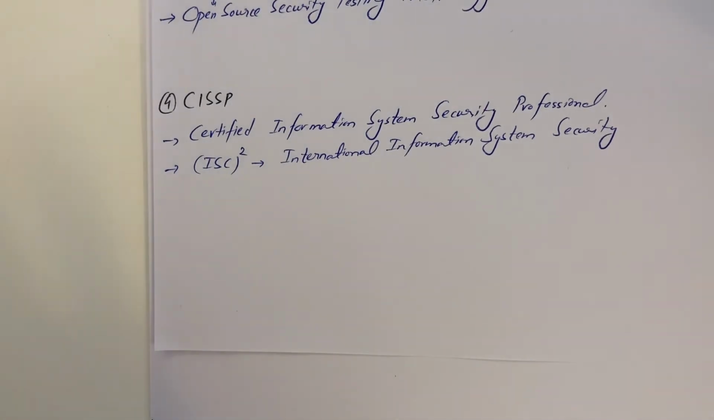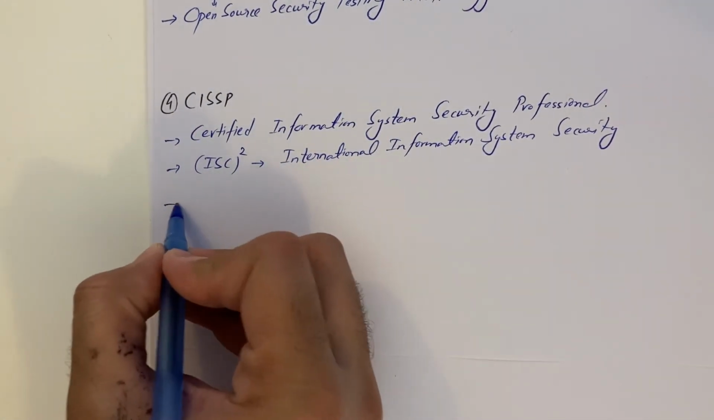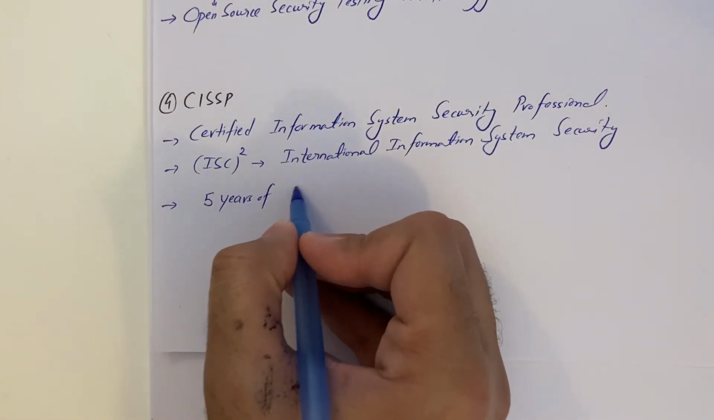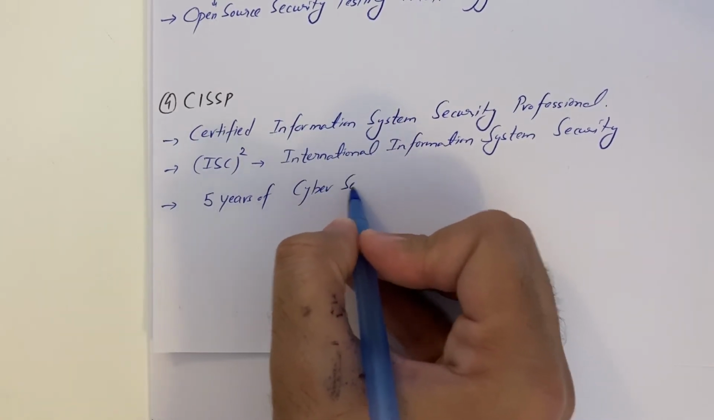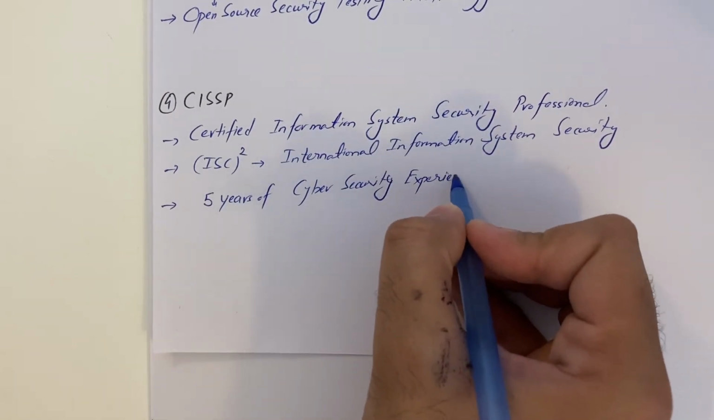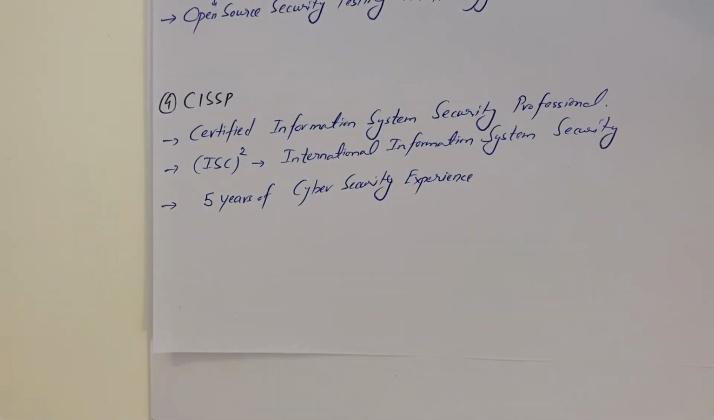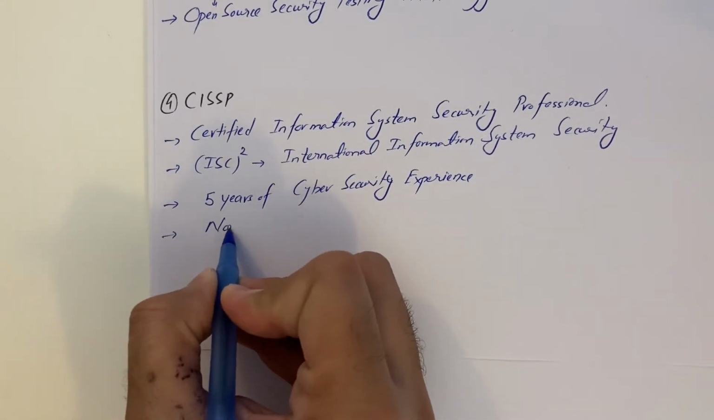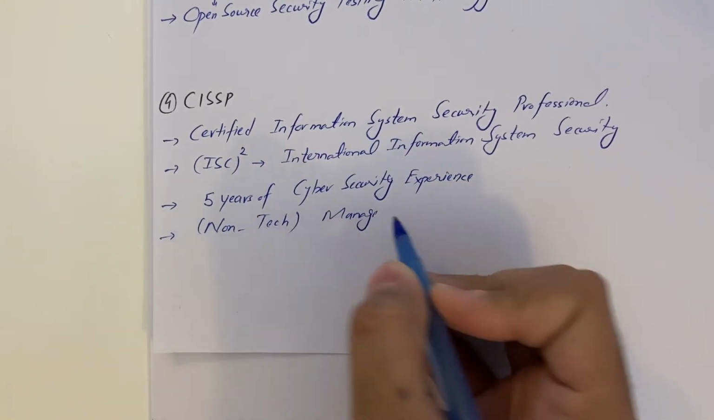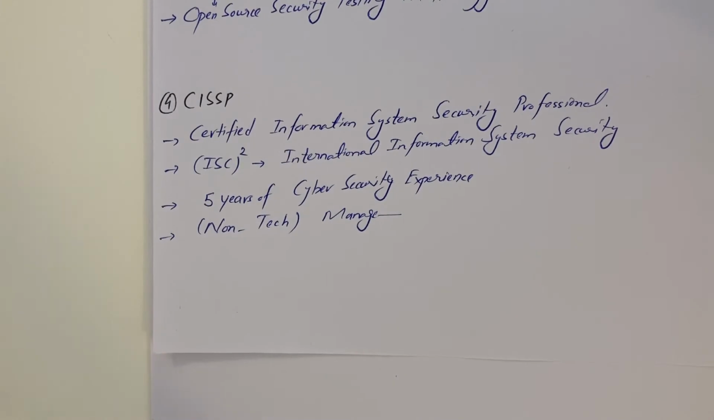Please remember one thing, don't rush for CISSP, because in order to take CISSP, you should have 5 years of cybersecurity or information security experience. So you don't have to rush for that, number one. Number two, CISSP is basically non-tech. It's more managerial, like security project management and all that stuff. You don't need technical skills in order to take that. In fact, more managerial kinds of skills are required for that.